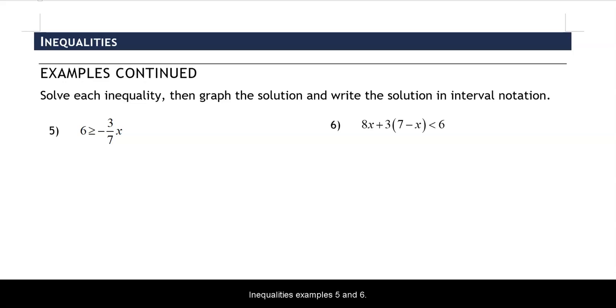Inequalities, examples 5 and 6. Example 5: 6 is greater than or equal to negative 3/7 x. To solve our inequality, we're going to solve it just like we would an equation.